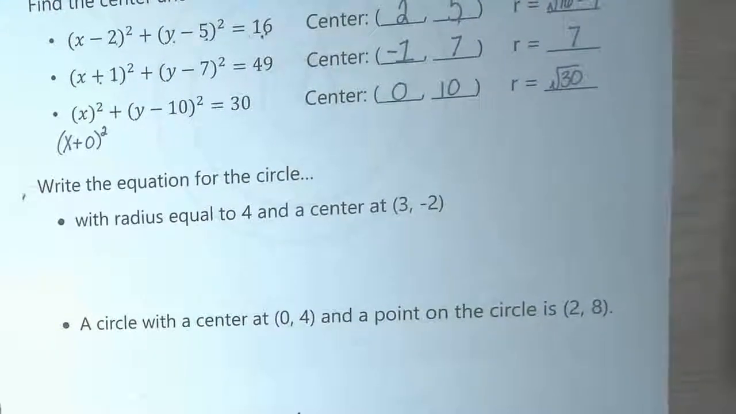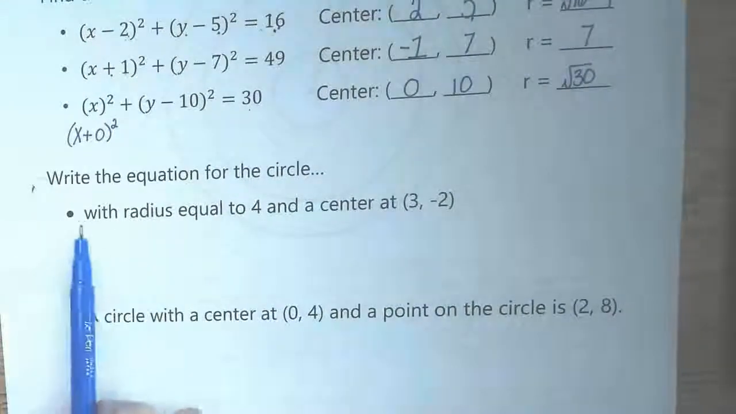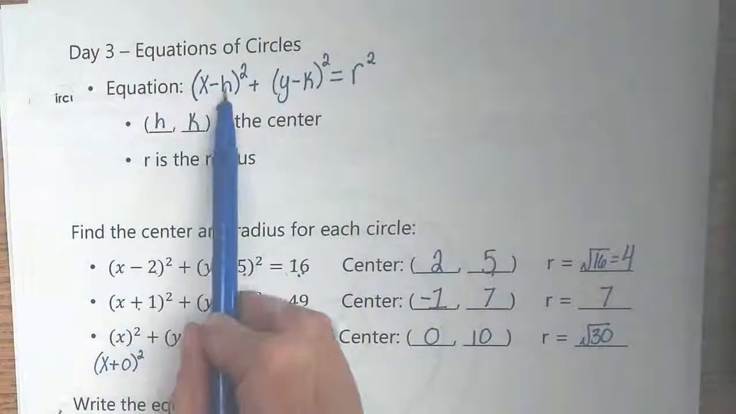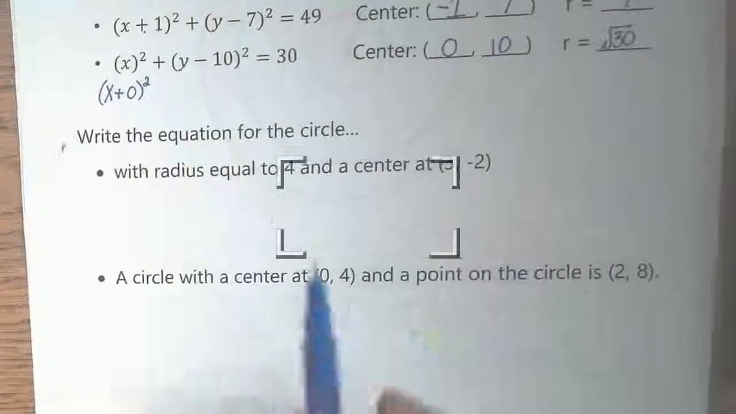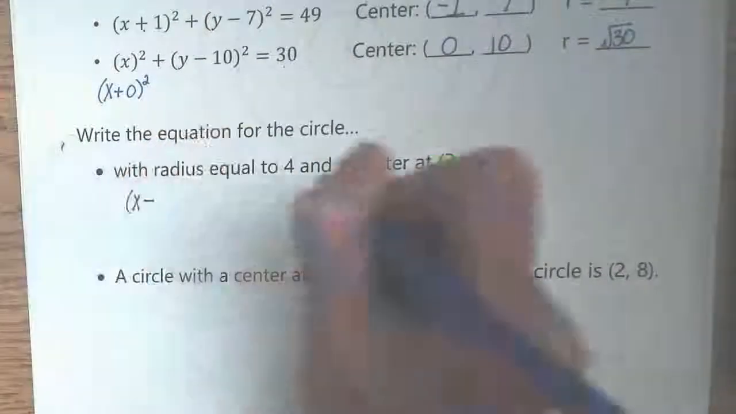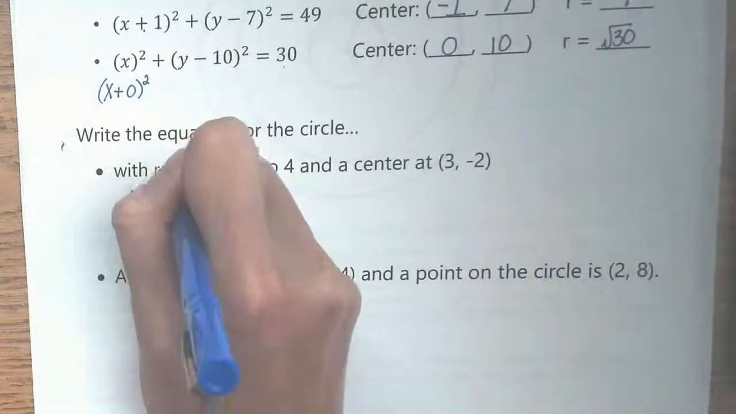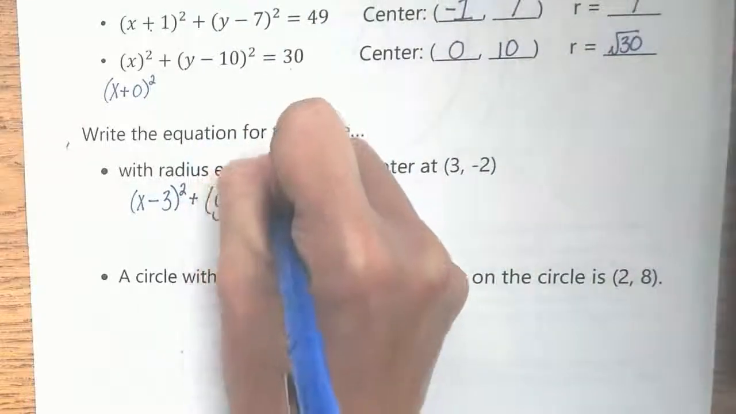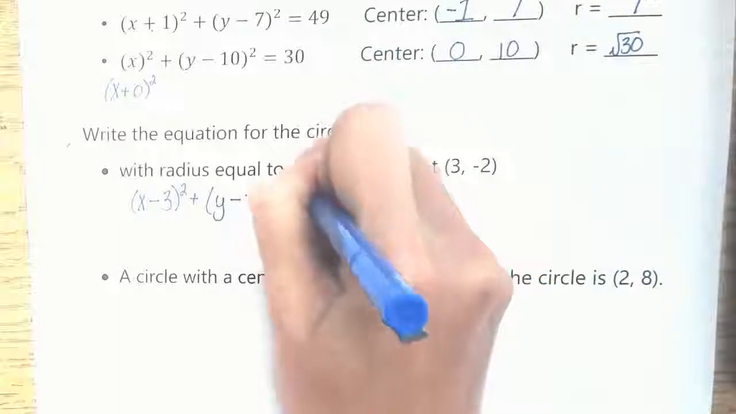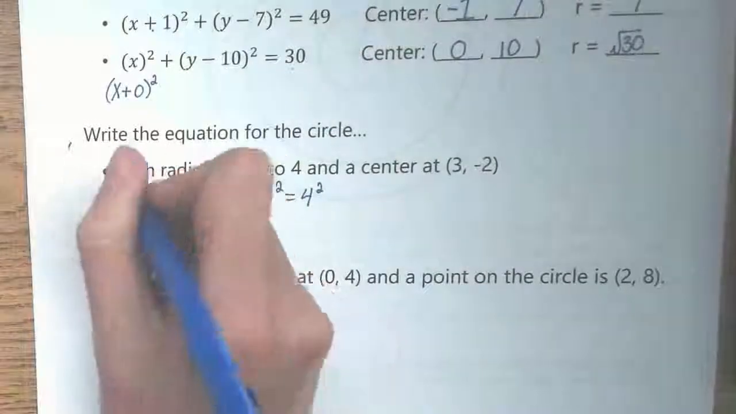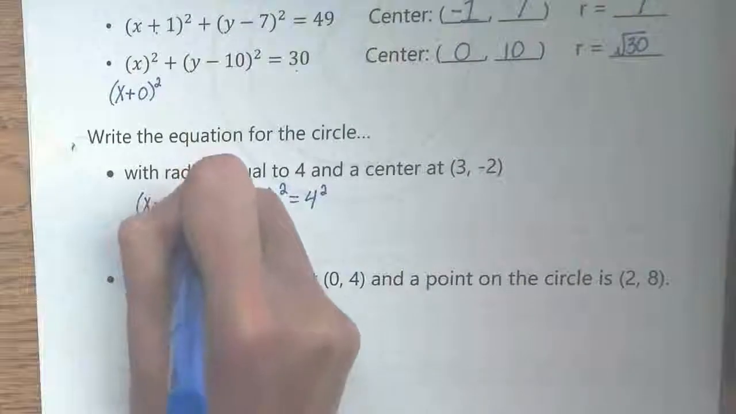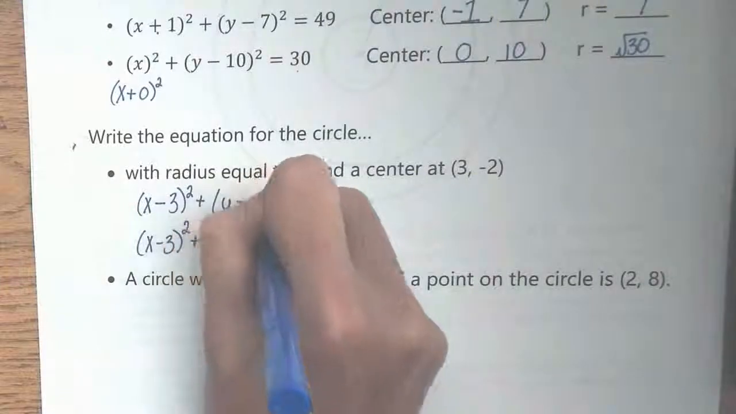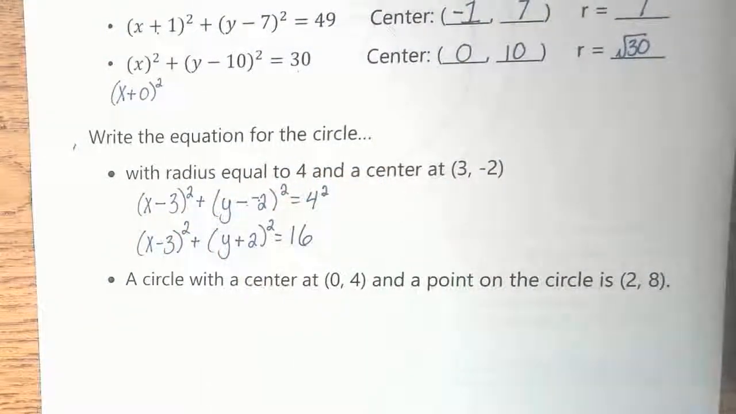We can also write the equation of a circle if we're given this information. So the center is at (3, negative 2). So I'm going to do that one first. So I'm going to plug in 3 and negative 2 for h and k. So I have (x minus 3) squared plus (y minus negative 2) squared equals the radius squared. So all I'm going to do here is simplify this. (x minus 3) squared stays like that. But here I have minus and negative, so that's going to become y plus 2. And 4 squared I'm going to just write as 16.